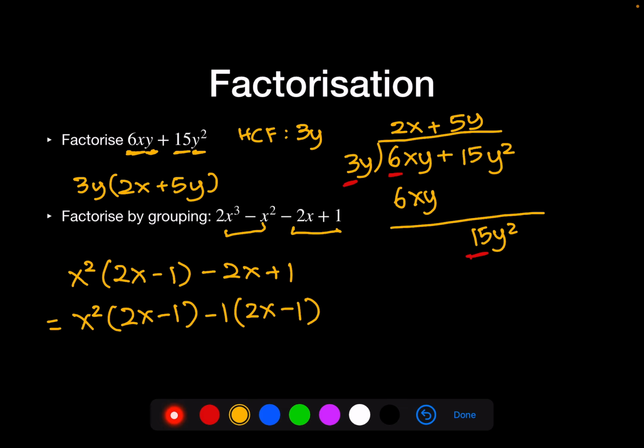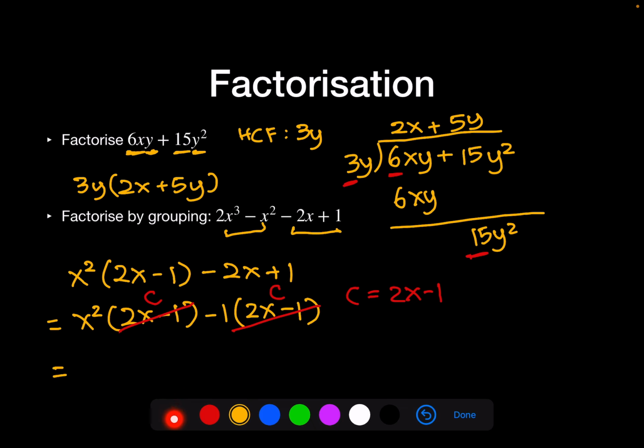And now over here, notice that we have 2x minus 1 and 2x minus 1 in the bracket. So that is perfect. So now all we have to do is a substitution. So we say that c is equal to, say, 2x minus 1 in this case. So since c is equal to 2x minus 1, instead of this 2x minus 1 here, I can replace that with c and c. So I have x squared c minus 1 times c. So that's just minus c. And in this case, we can just factor out the c like we normally do.